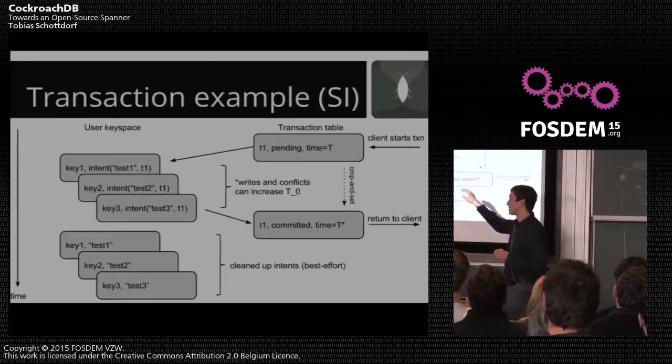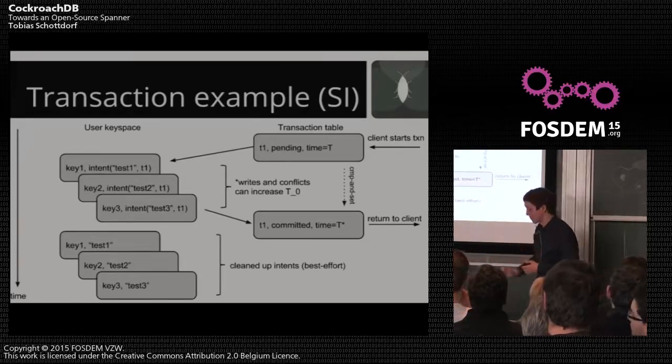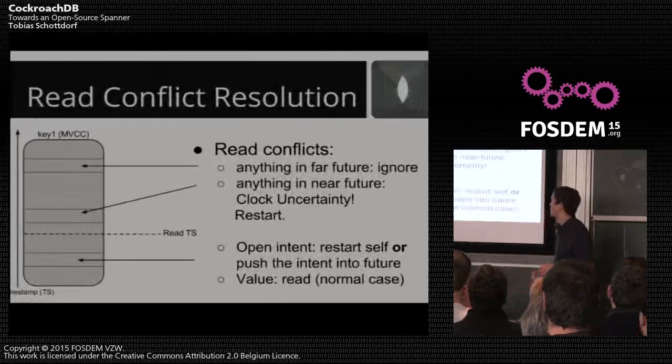And of course, when you have conflicts between transactions, they also take their course of action depending on what type of isolation one has. But it's really, really lightweight. Okay? So let's look at things that can actually go wrong.